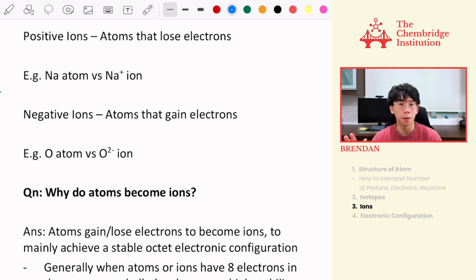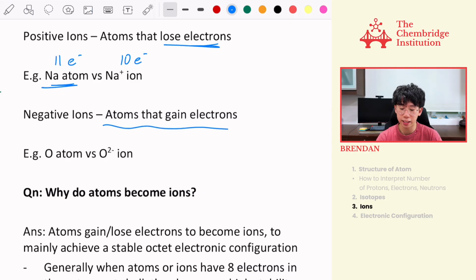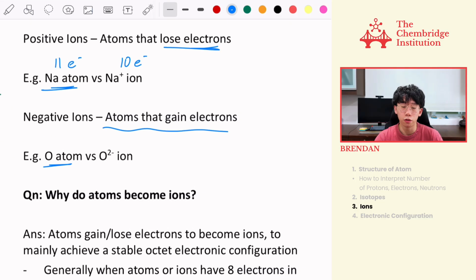So we were already talking about ions previously, and we need to know that positive ions are just atoms that lost electrons. So for example, a sodium atom tends to have 11 electrons, but a sodium plus ion, okay, with a 1 plus charge, has lost 1 electron and actually has 10 electrons itself. Negative ions, right, are atoms that gain electrons. So for example, you have an O atom that generally has 8 electrons, but when it has a 2 minus charge and becomes an ion, it gains 2 electrons, so it has 10 electrons.